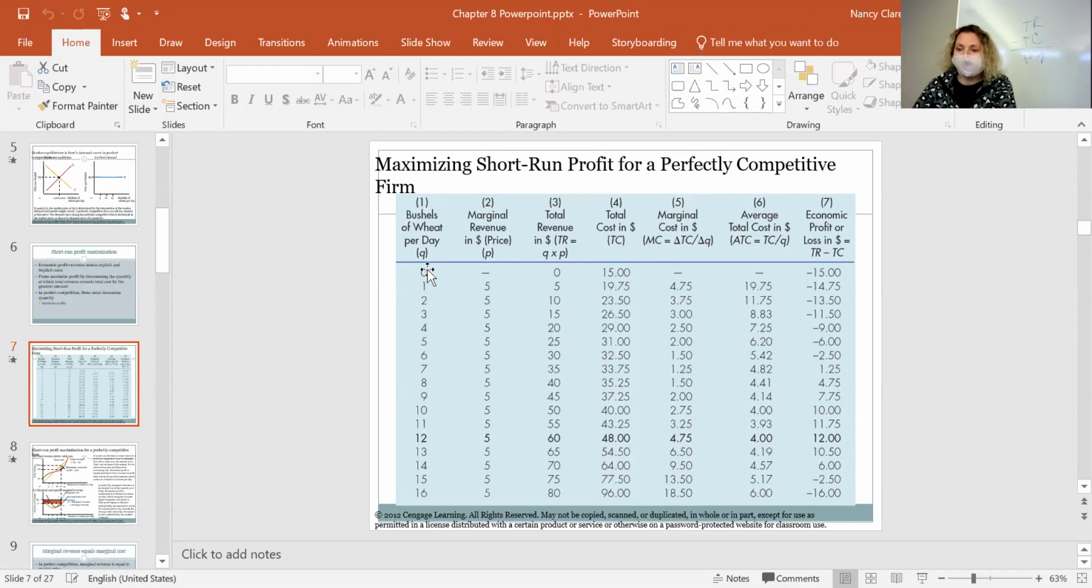So when we go from producing 0 units to 1 unit, we go from a total cost of 15 to 1975. The change in total cost is 475. As we go from unit 1 to 2, we go from 1975 to 2350, or a marginal cost of 375. It's easy. You've done this, right?